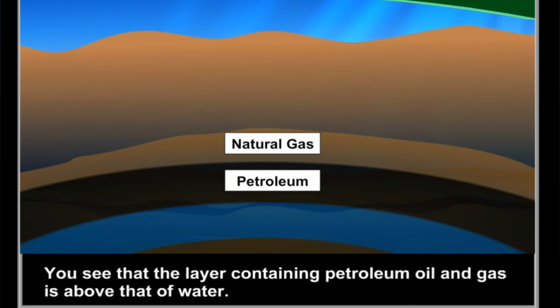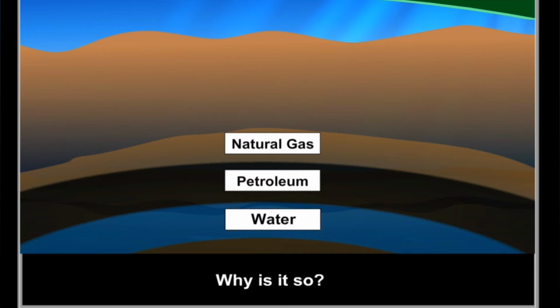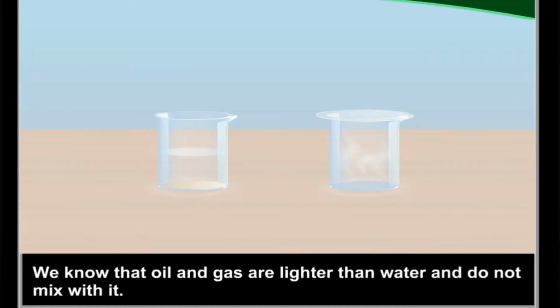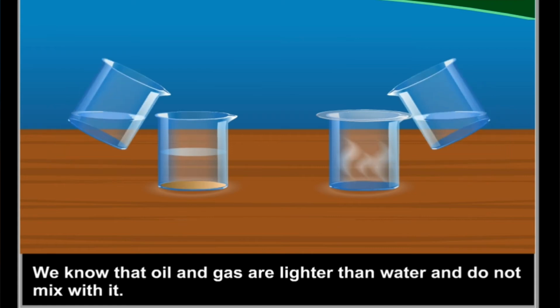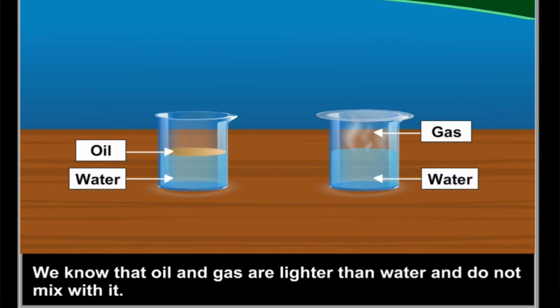You see that the layer containing petroleum oil and gas is above that of water. Why is it so? We know that oil and gas are lighter than water and do not mix with it. That's why.